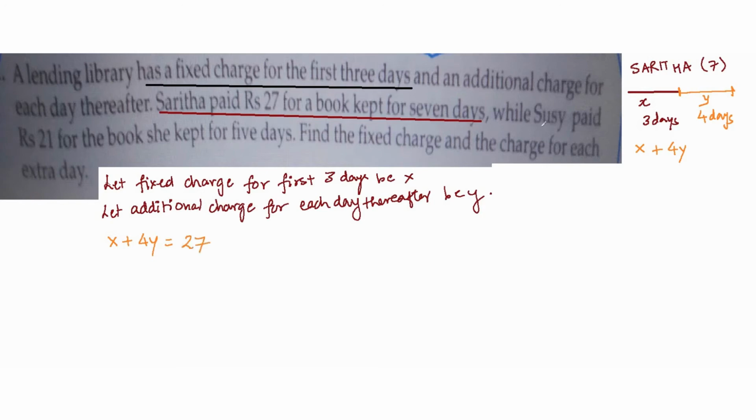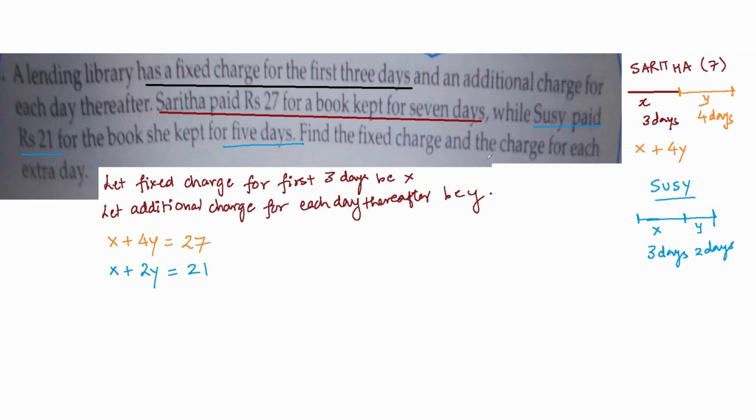Let's read on. And Susie paid rupees 21 for 5 days. So there's a second person who has paid 21 rupees for 5 days. So for 5 days, let's see what she will pay. She will pay X rupees for the first 3 days, and now out of the 5 days, 3 days are counted, so only 2 days are remaining. So therefore the total charge that Susie pays is X plus 2 times Y, which is equal to 21, right?